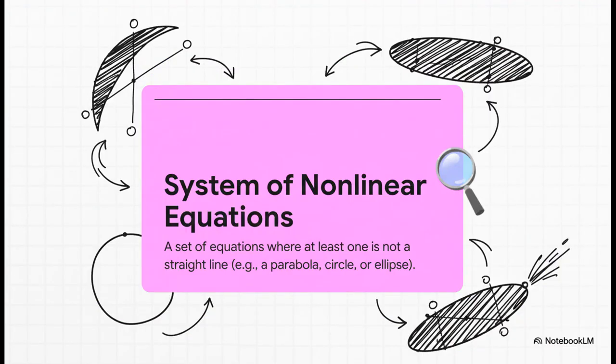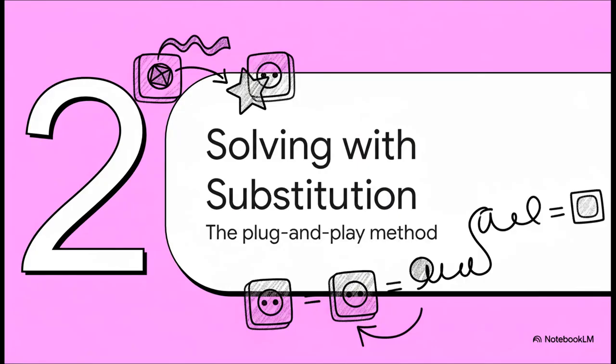So what even is a system of nonlinear equations? Well, it's pretty much what it sounds like. It's just a group of two or more equations where at least one of them isn't a straight line. It could be drawing a parabola, or a circle, or that comet's elliptical path we were just talking about. The whole puzzle is finding the exact points that make all the equations in the system true at the same time.